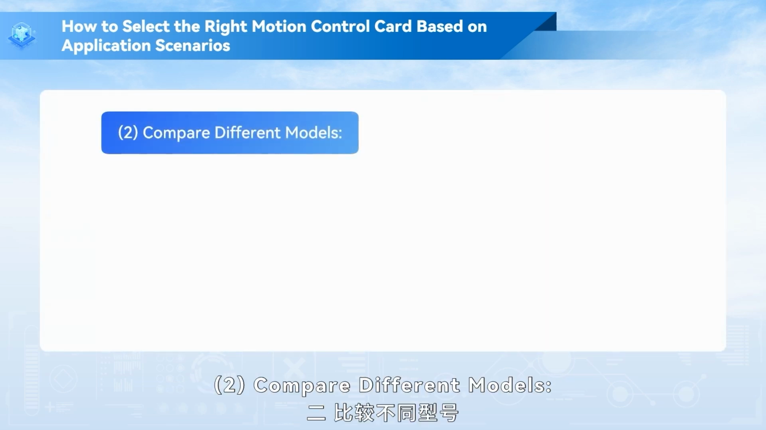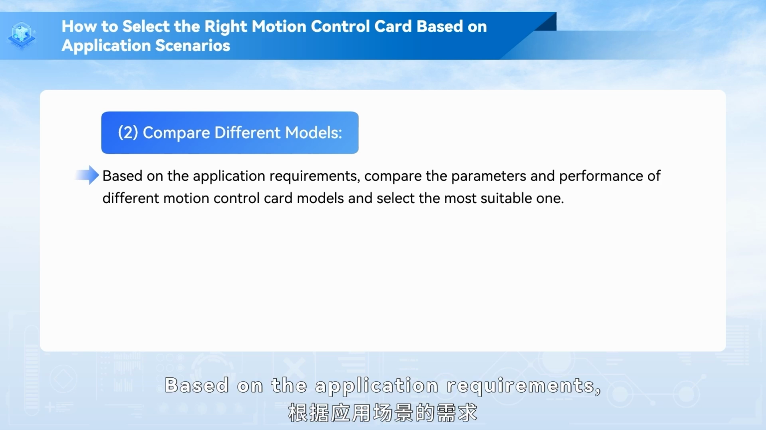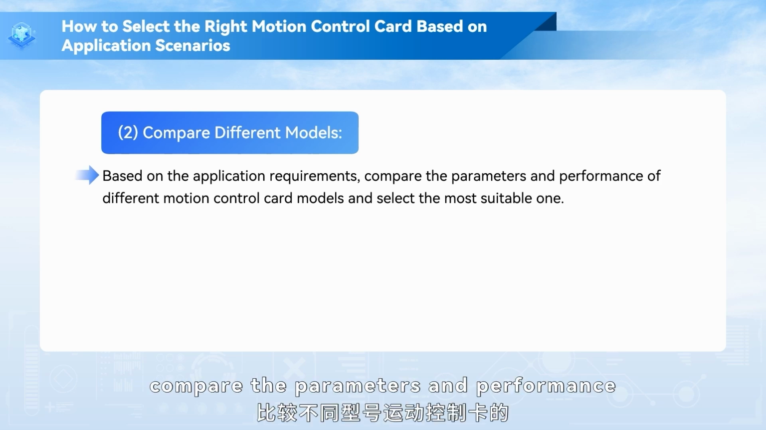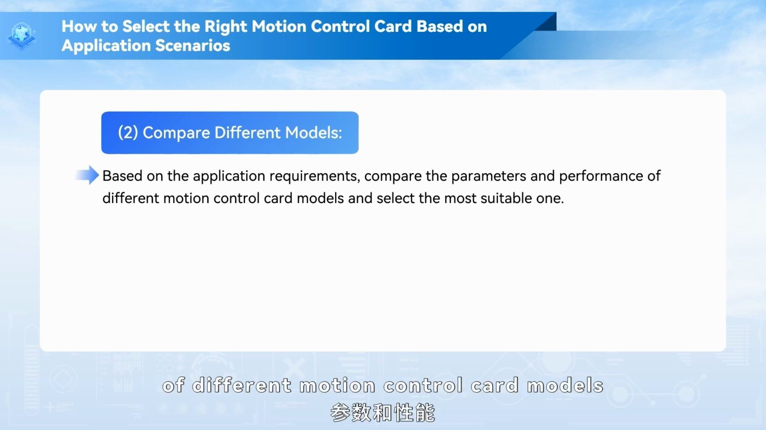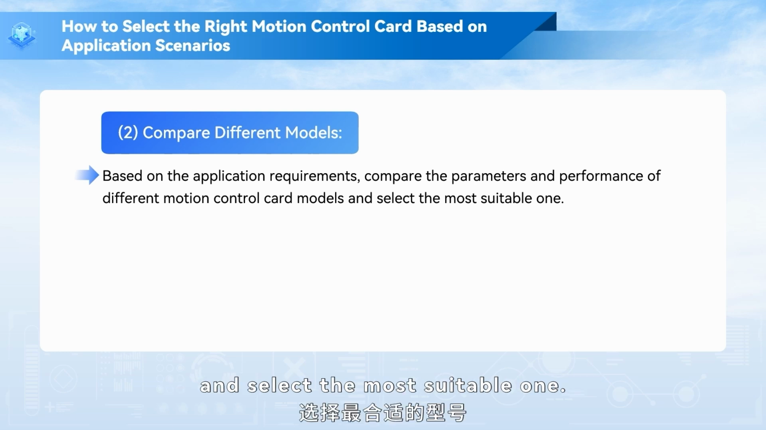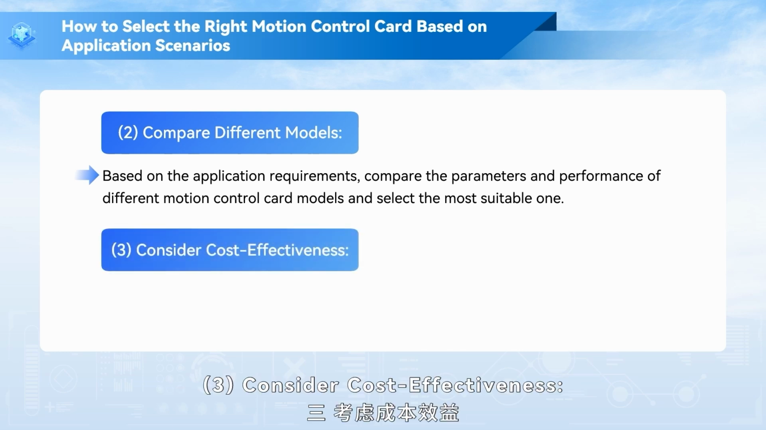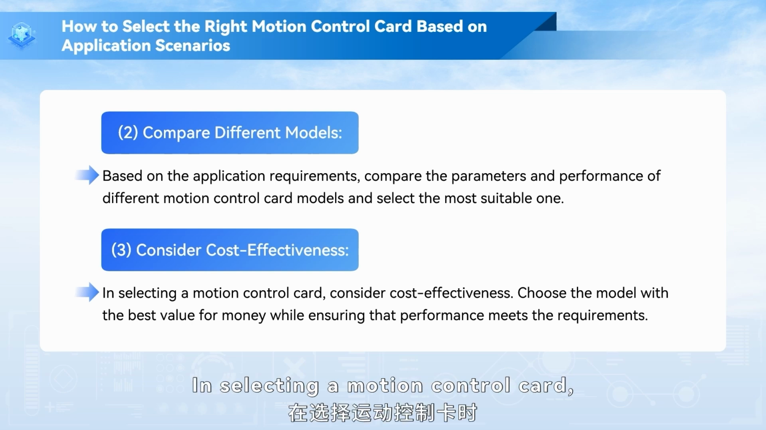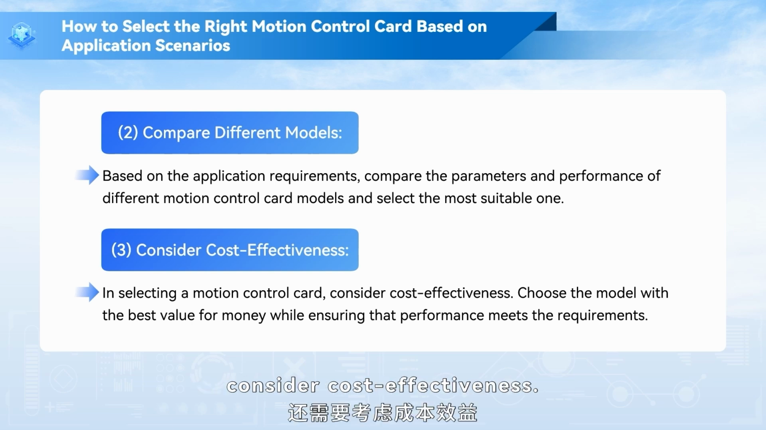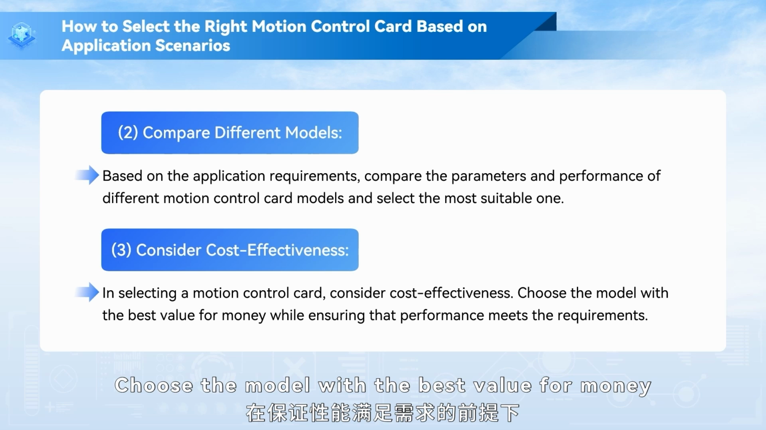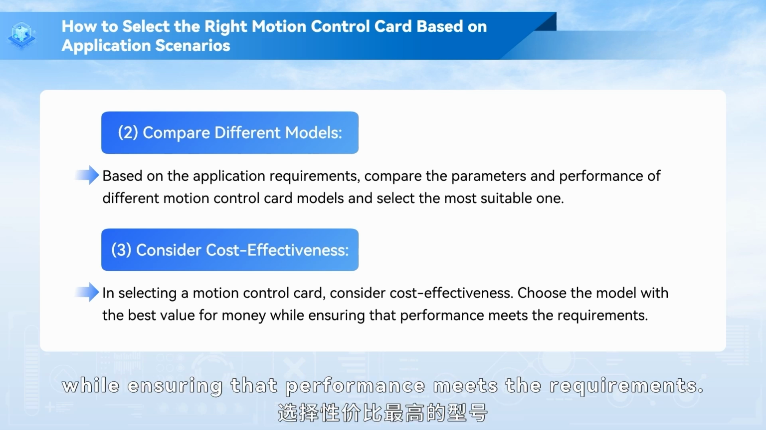2. Compare different models. Based on the application requirements, compare the parameters and performance of different motion control card models and select the most suitable one. 3. Consider cost effectiveness. In selecting a motion control card, consider cost effectiveness. Choose the model with the best value for money while ensuring that performance meets the requirements.